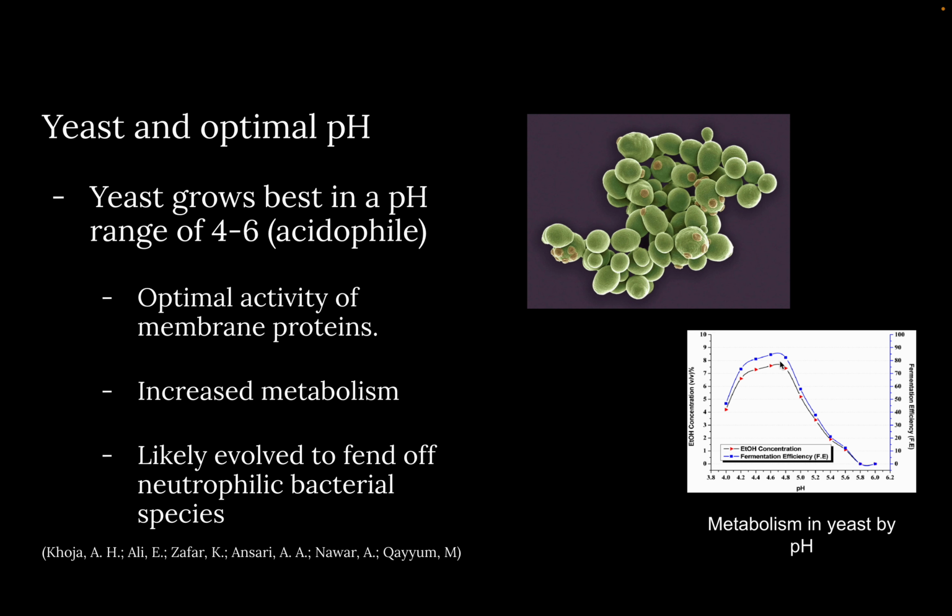You can kind of see their increased metabolism over here, right? At a pH of about 4.6, you're going to see that the fermentation efficiency is at its highest. Ethanol as well, that's a byproduct of fermentation, right? You're going to see that production is the biggest, which is why I said here they have their increased metabolic activity.